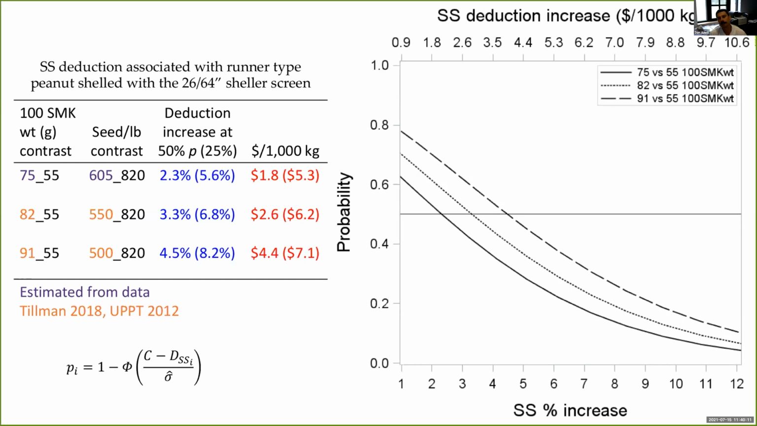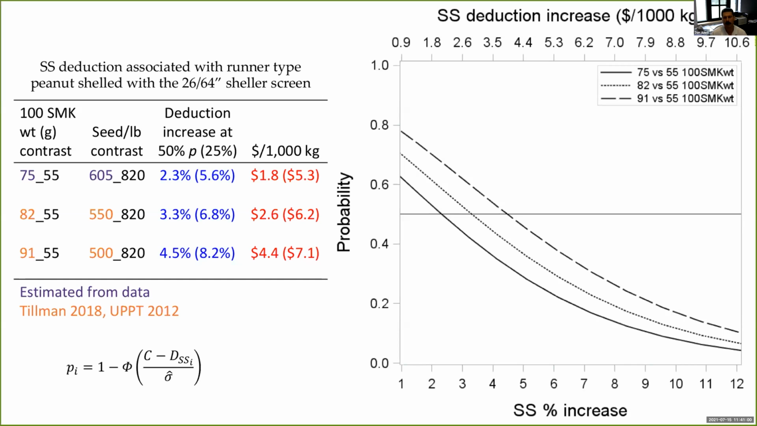Looking at this over here on the left, we have about a 50% probability of having an increase of anywhere from about 2% more sound splits for those larger runners, up to about 4.5% greater sound splits compared to that small seeded runner control. This corresponds to an economic loss to the farmer of between about $2 and $4.50 per 1,000 kilograms, which is pretty close to dollars per ton. And that's at the 50% probability level. We can see with these curves over here on the right that we have a chance of having an increased amount of damage or sound splits compared to the small seeded runner, although the probability of that decreases as we get further out there.